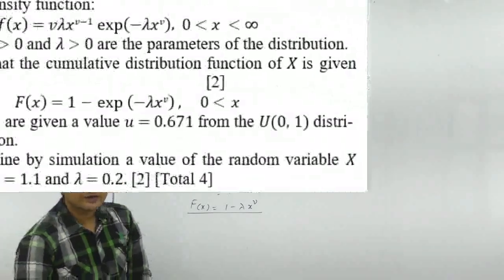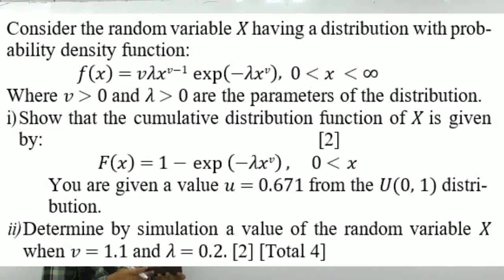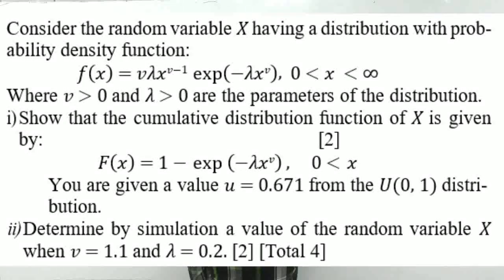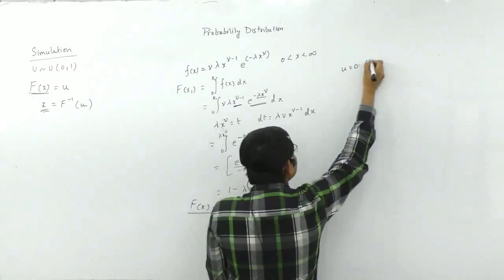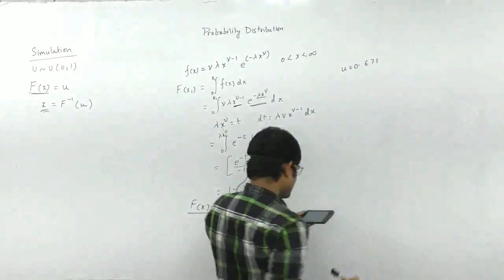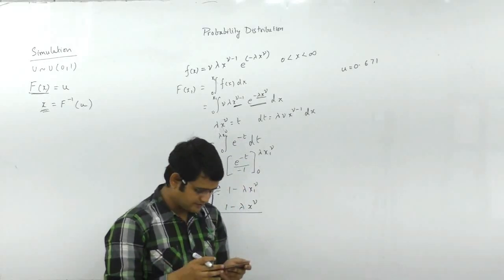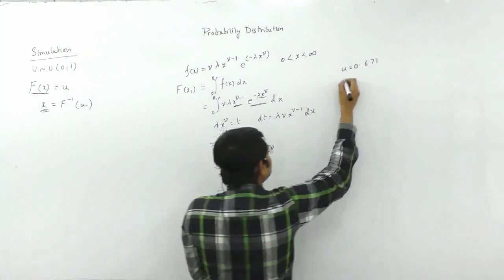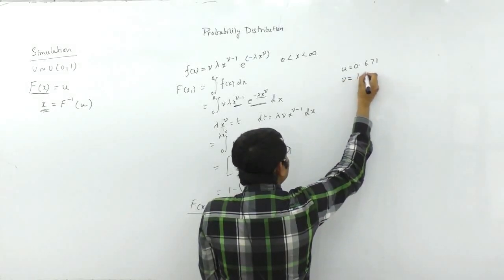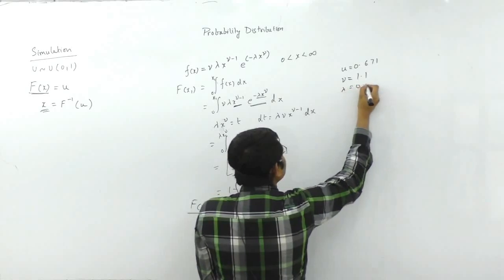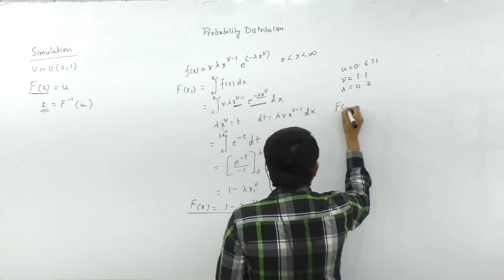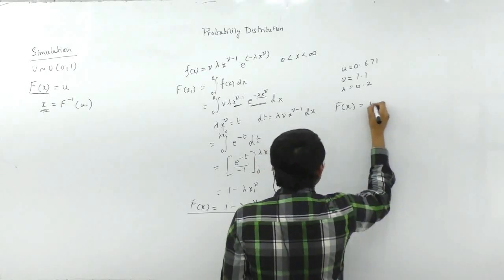Now let's see the second part of our question. The second part reads, determine by simulation a value of random variable x where nu is equal to this and lambda is equal to this. Now you are given a value of u. They have given us u equals 0.671 from a uniform distribution on 0, 1. First of all, they have given us nu as 1.1 and lambda as 0.2. So our capital Fx can be related to u.